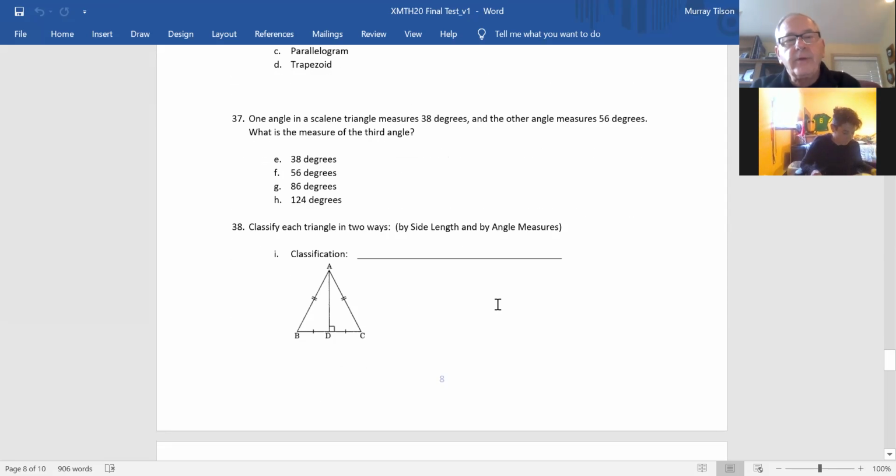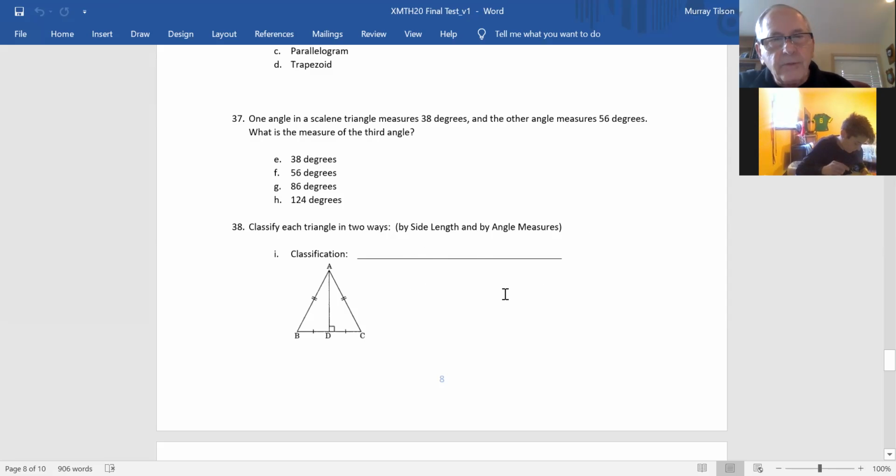Understand how to classify triangles. Remember, by side length as well as by angle measures. Side lengths would be like an equilateral triangle, where three sides are equal. Isosceles, two sides are equal. And then a scalene would be no sides are equal. They're all different. So those are the three types when you classify by length.